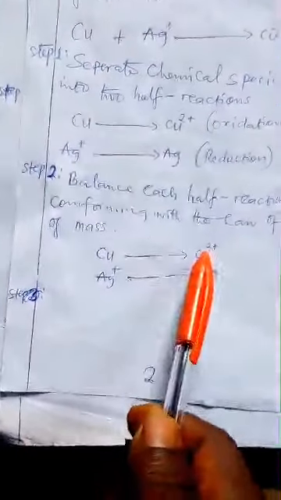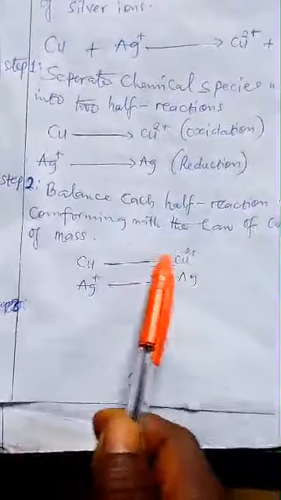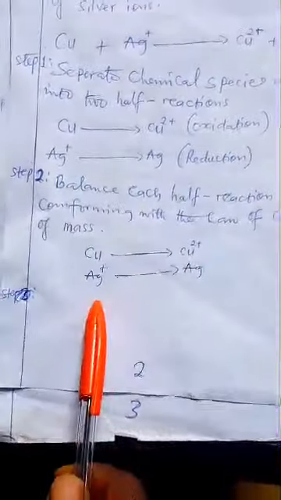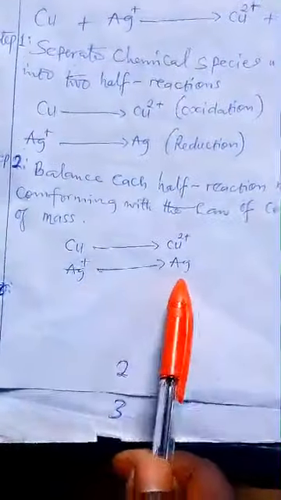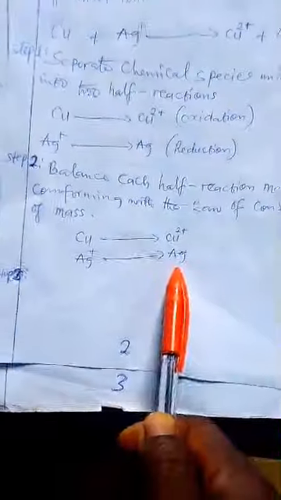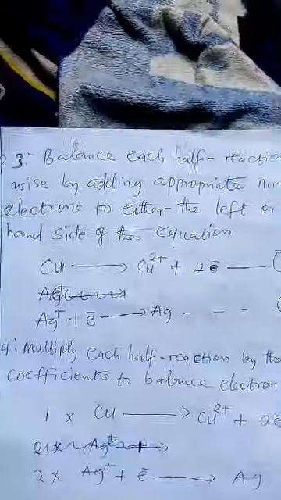This one is charge, not mass. So 1, 1. But it has been converted from metal to ions. The same thing with this. This is silver ions being converted to silver metal. It has proved the law of conservation of mass.